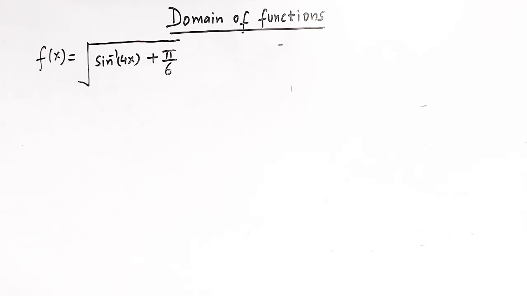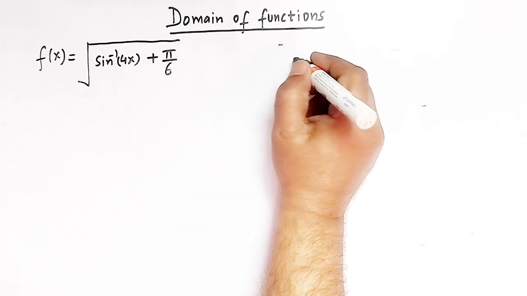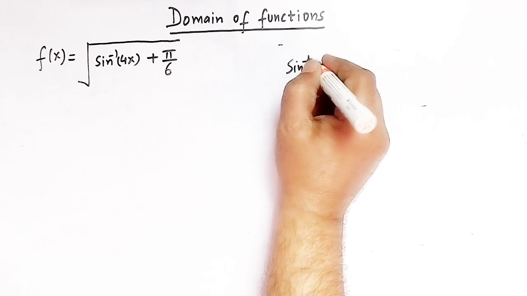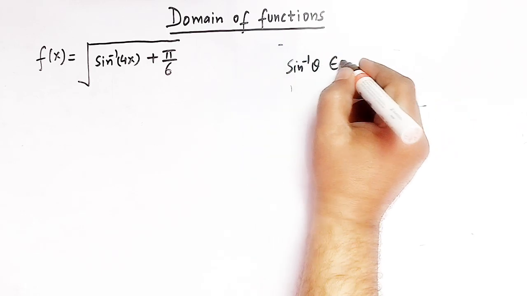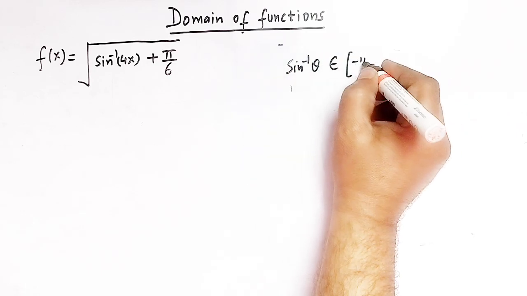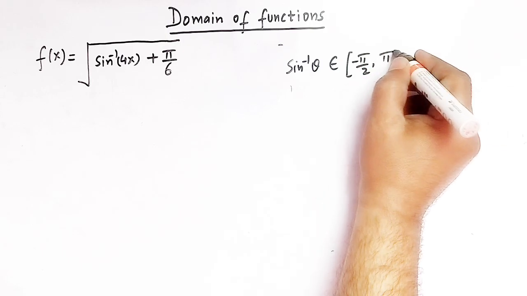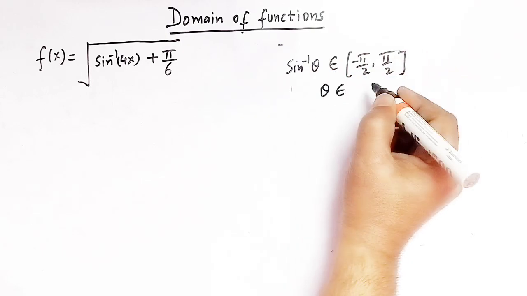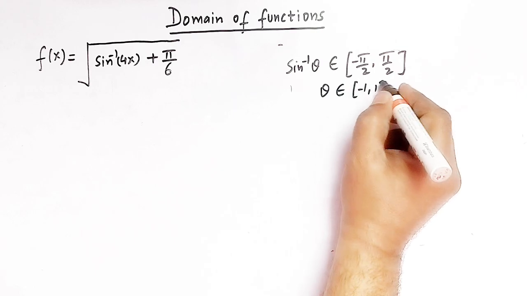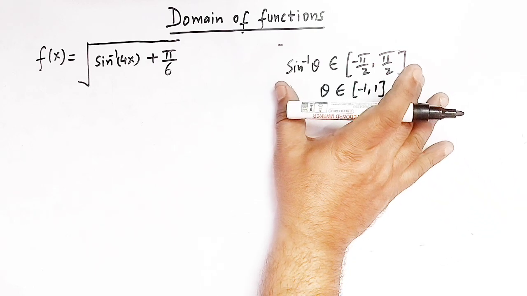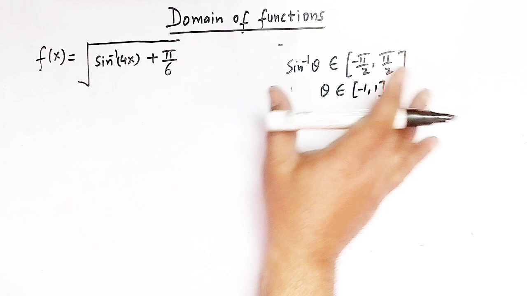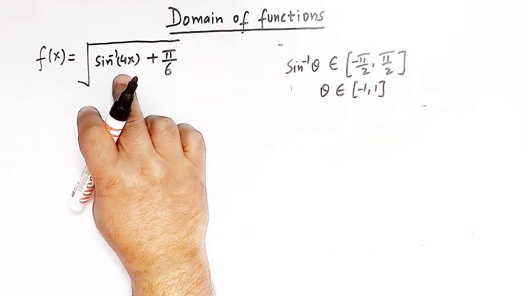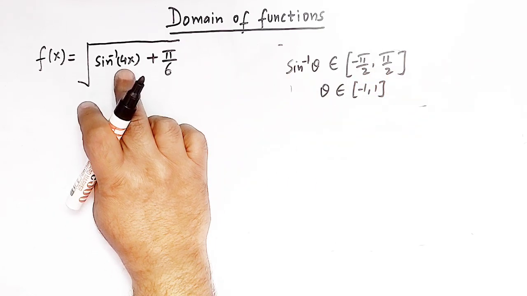So now from inverse trigonometric functions, we know that the range of sine inverse theta belongs to the interval minus pi by 2 to pi by 2, when theta belongs to the interval minus 1 to 1. So here we'll use this concept to find out the domain of this function, right?